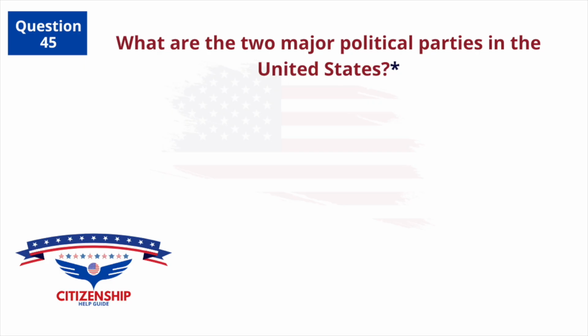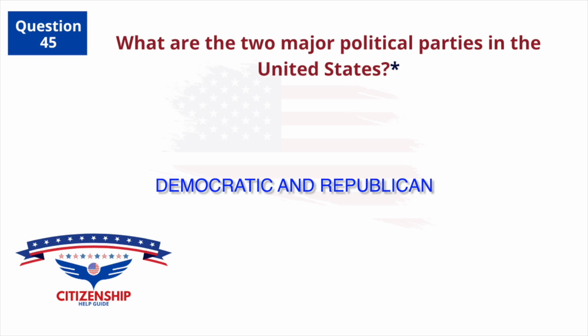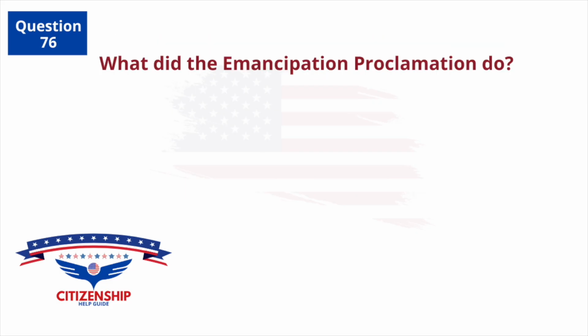What are the two major political parties in the United States? Democratic and Republican. What did the Emancipation Proclamation do? Freed the slaves.